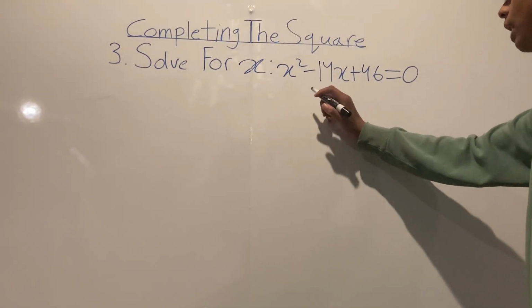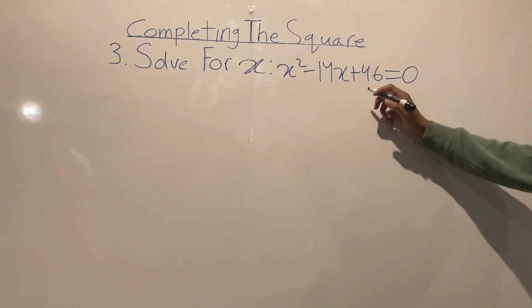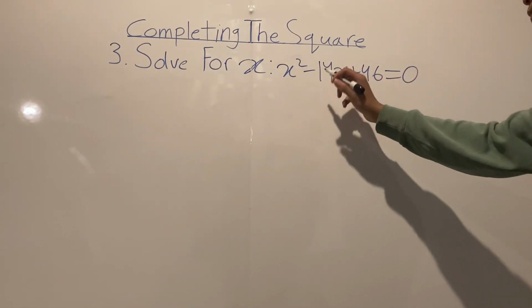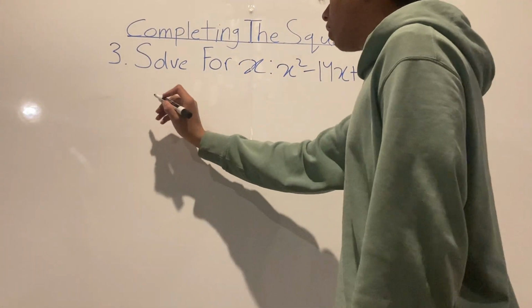Okay, question 3, we have x squared minus 14x plus 46 equals 0. And once again, we cannot factorize it just from this itself. So let's write out the equation again.